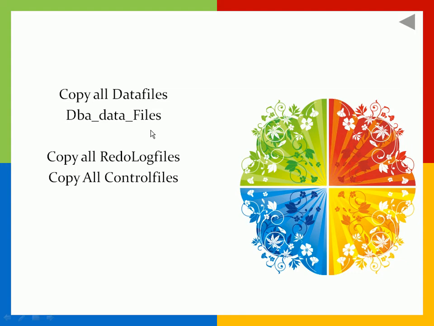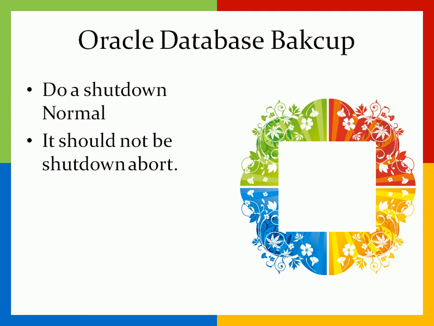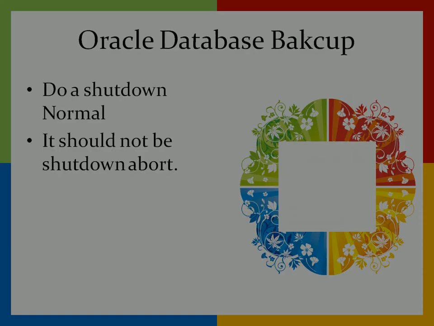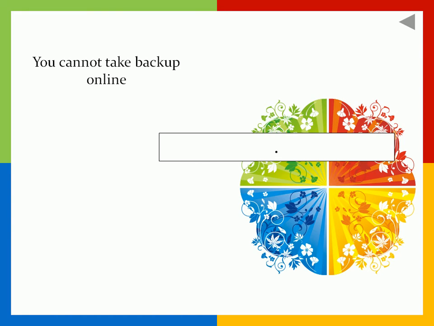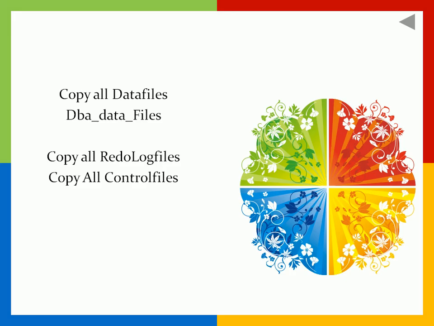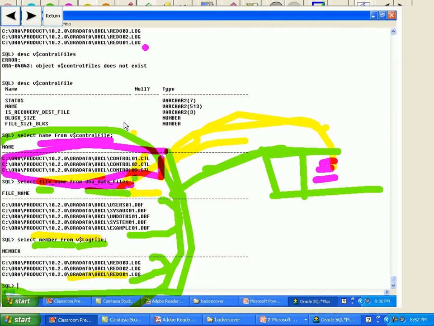We now understand how you take a non-archive log backup. You cannot take an online backup in a non-archive mode. The problem with non-archive mode is you need to shut down the database. So the users won't be able to access the database when you are trying to take the backup. The database backup can't be online. You need to copy all your data files, control files, and your redo log files to the backup destination. You need to copy all the files.